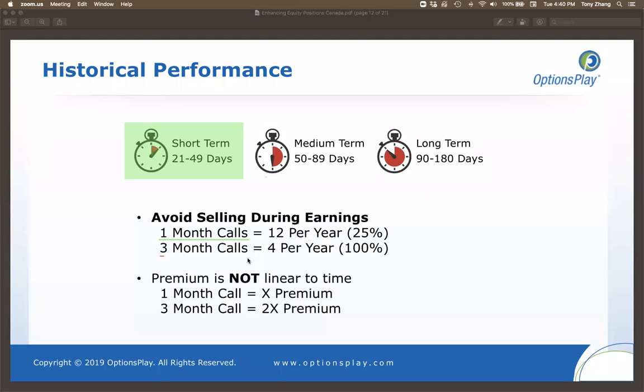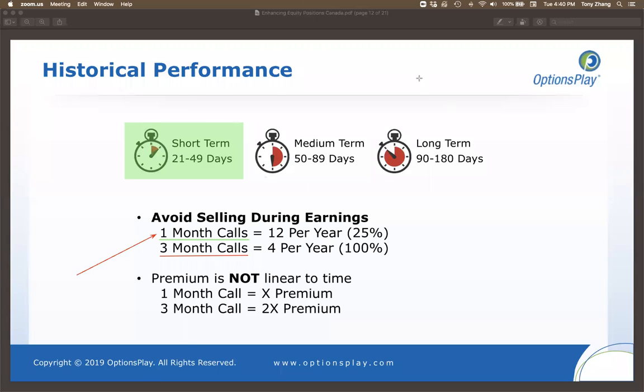Conversely, if you sell 3-month calls, you can only do that 4 times a year. Now, every single covered call or cash secured put you sell will have that large uncertainty factor built into it. So 100% of the calls or puts that you sell will have earnings during them, and you won't really be able to avoid earnings at all. That's not something we want to do. So for that reason, we generally find that you're better off selling shorter dated options, because it gives you the flexibility of not selling going into earnings.